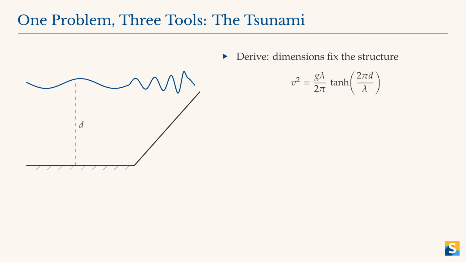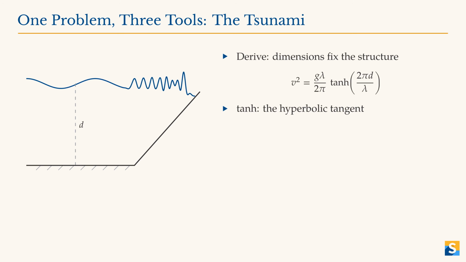Water waves obey an exact law. v squared equals g lambda over 2 pi times a function of the depth d over the wavelength. Dimensional analysis built the front factor for us earlier. The tangent factor is exactly what dimensions cannot see, a pure function of a dimensionless ratio.